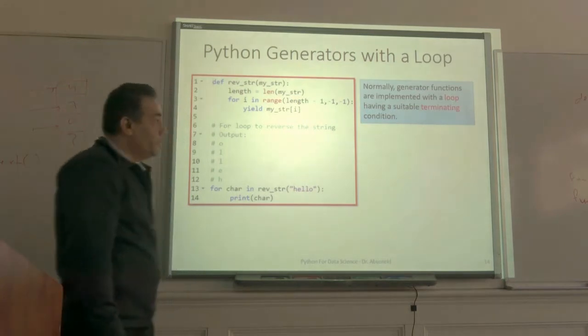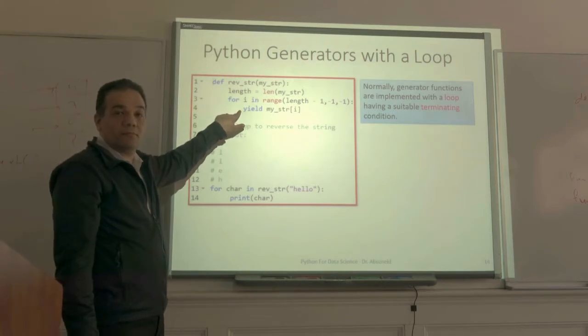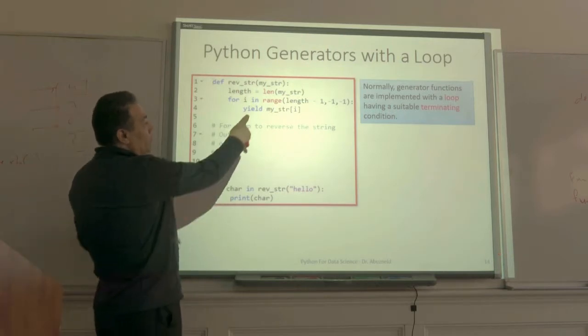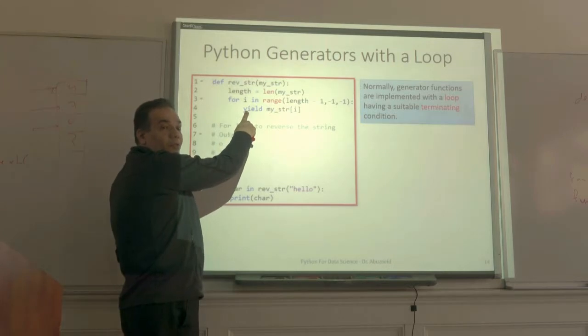3, 2, 1, 0 in reverse, right? So what is this? Generator. So every time the for loop is called in here, it will come to where to start.